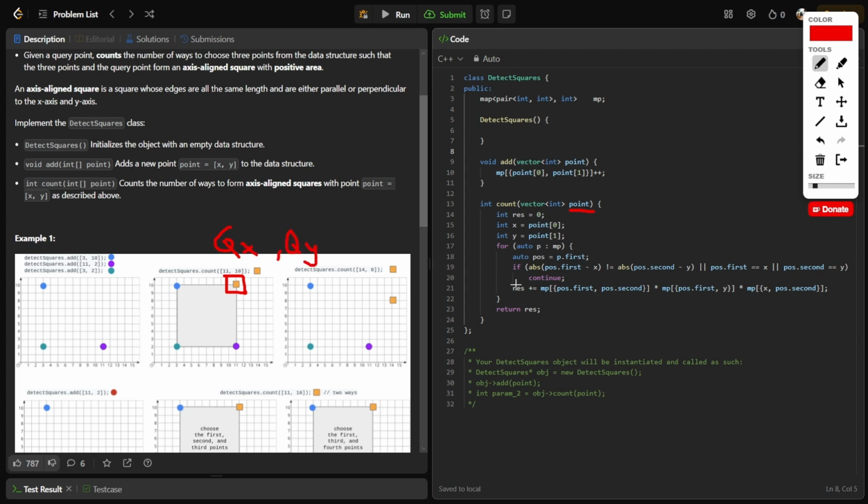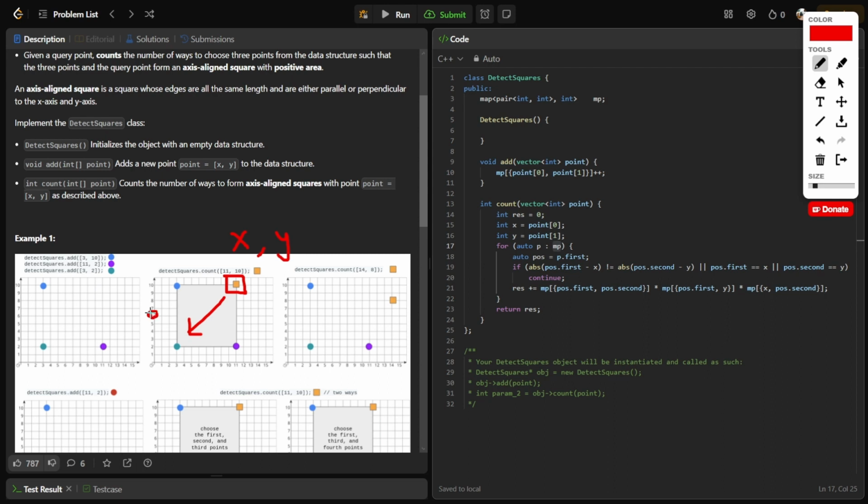But for this function, I'll be referencing them as just x and y. So instead of qx, qy, they will just be x and y. The next step is a for loop iterating through every point in my map. I want to check whether or not this point is a direct opposite, a direct diagonal point. I forgot what I call it, but basically it's the opposite side of the point, for each point.